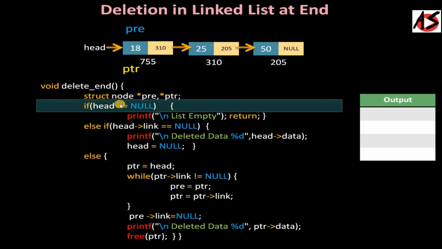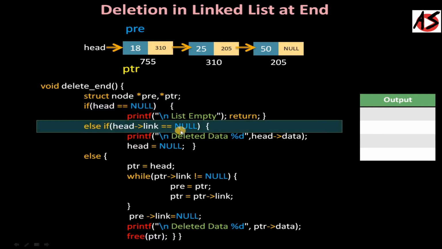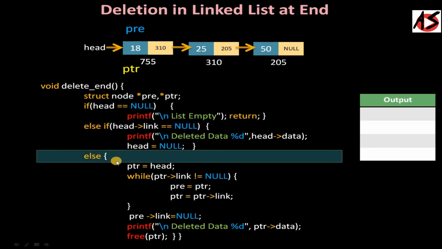Now we are checking the condition head is equal to null. Here you can see head is pointing to 755, that is not null. So we will check the other condition, head link part is equal to null. Here head link part is 310, that is not null. So this condition is also false. So go to the else part.